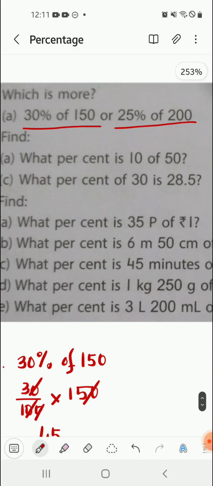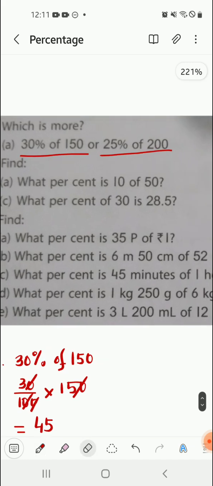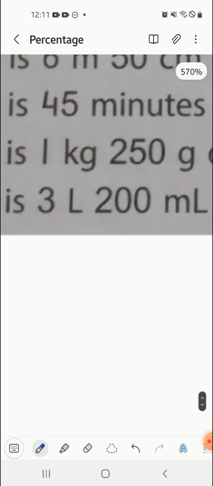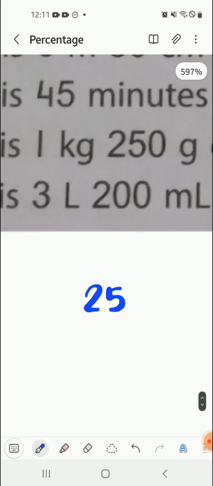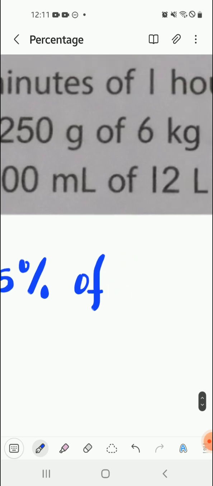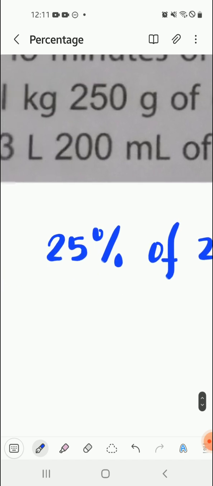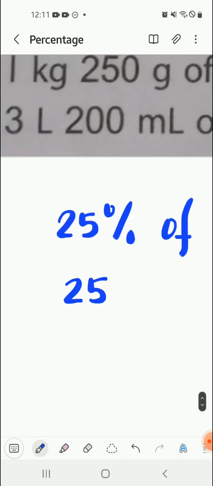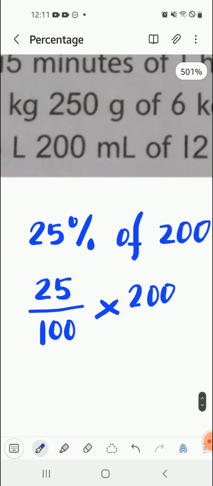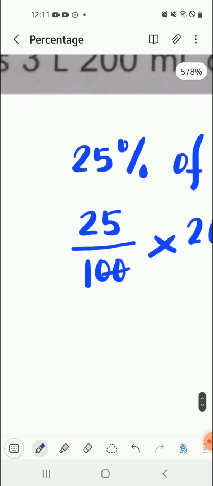Now the other thing that we have is 25% of 200. So let's find the value of 25% of 200. 25% is written as 25 by 100. Of is into 200. Let's cancel this out. So 25 into 2 is 50.